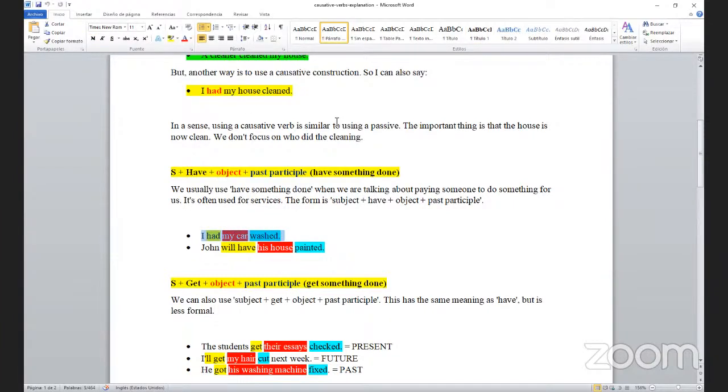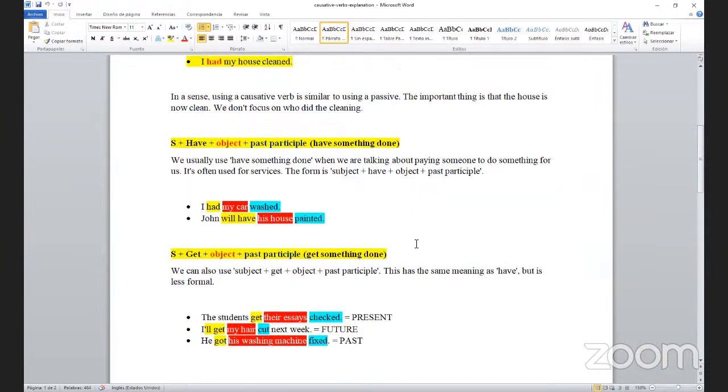So I can use these causatives with any tense: simple present, simple past, future, past perfect, present perfect, okay, with any tense. In future, John, and I will add here the auxiliary for future, will have the object. John will have his house painted, the past participle. John tendrá su casa pintada, okay?